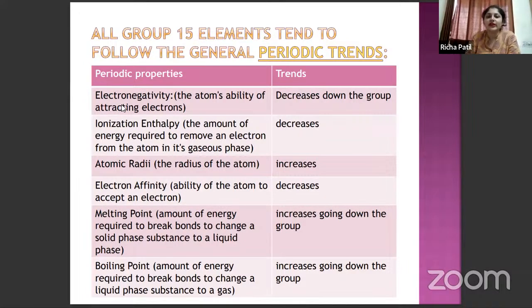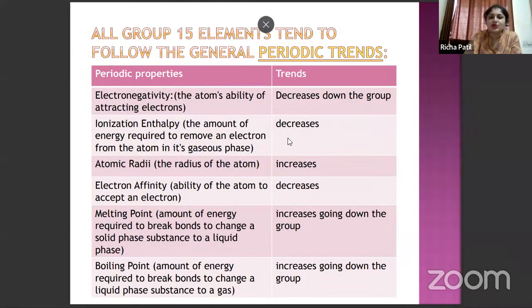What about electronegativity? Electronegativity decreases down the group, around group 15. When you're talking about group 15, the electronegativity decreases down the group. What about ionization enthalpy? Ionization enthalpy also decreases down the group. Why does it decrease down the group?